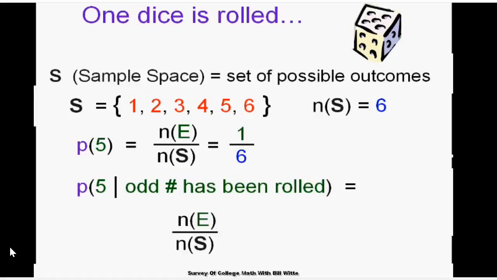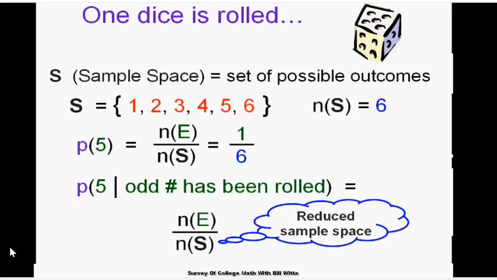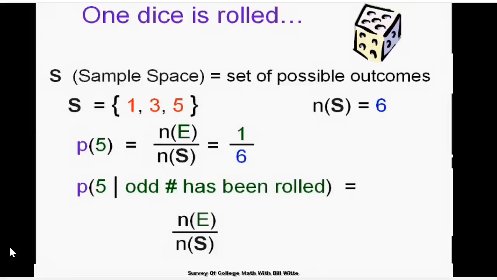Well, the number of ways I can get a 5 hasn't changed, has it? There's only one way to roll a 5. Whoa. But my sample space has changed, hasn't it? The number of possible ways that I can get an odd number has changed. I've reduced that sample space from 6 items to only 3, haven't I? 1, 3, and 5. So that changes everything. The odds of getting a 5, given that an odd number has already been rolled, is not 1 out of 6, but rather 1 out of 3, or 1/3.